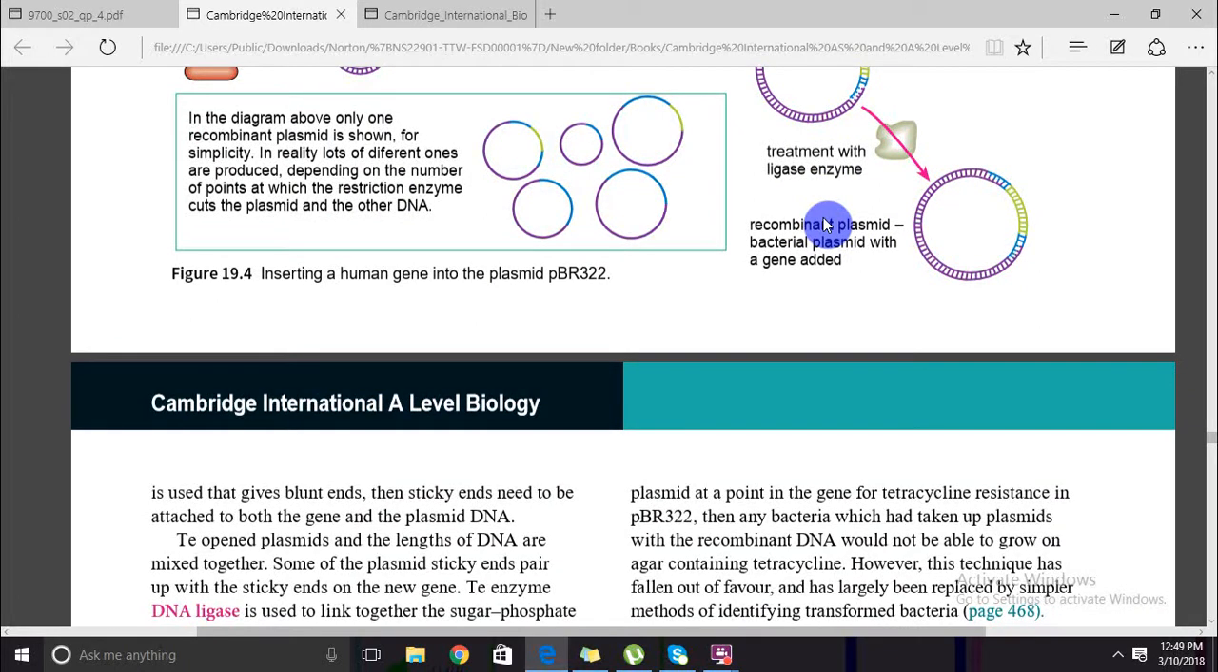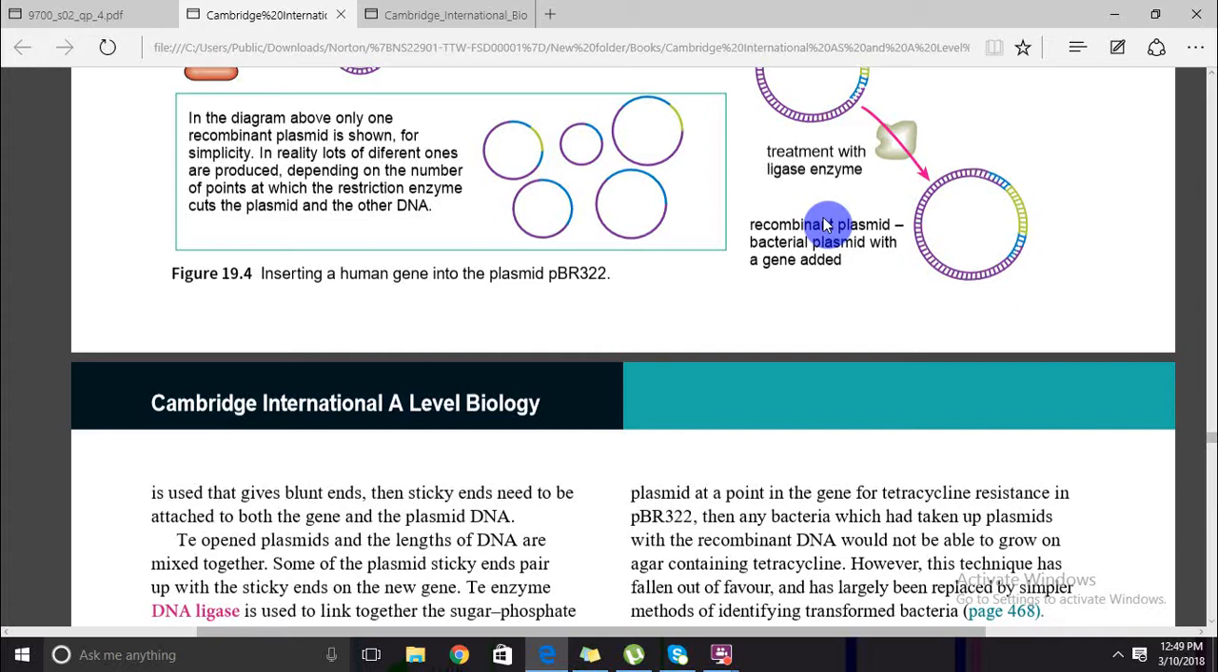Then sticky ends need to be attached to both the gene and the plasmid DNA. So the opened plasmids, because they have been cut open, are no longer circular, and the lengths of DNA are mixed together, and some of the plasmid sticky ends will pair up with the sticky ends of the new gene. And so now they've paired up via hydrogen bonding, but their sugar phosphate backbone is still not attached.